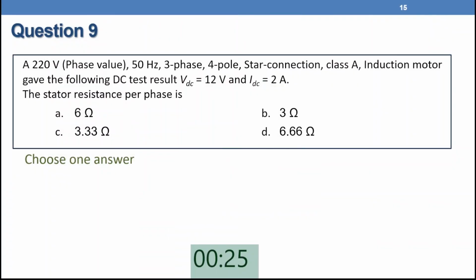Question number 9. A 220 volt phase value, 50 Hz, 3-phase, 4-pole, star-connection Class A motor gave the following DC test results: VDC equals 12 volt, IDC equals 2 ampere. The stator resistance per phase is A. 6 ohm, B. 3 ohm, C. 3.33 ohm, D. 6.66 ohm. Time starts now.